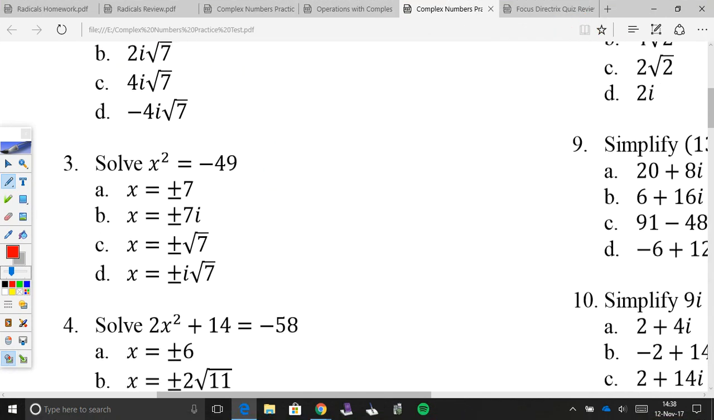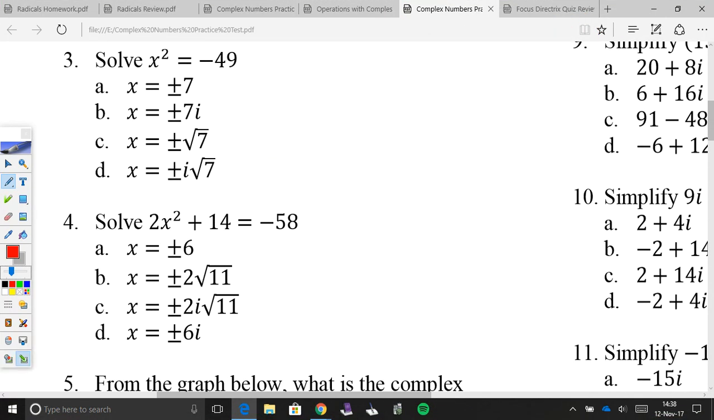Number 3. Here we're just trying to get the x by itself.